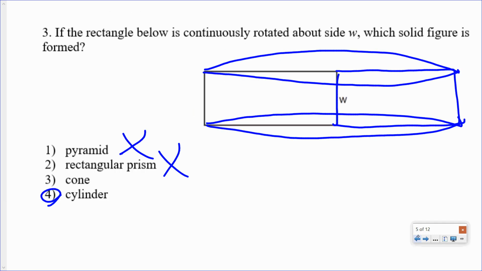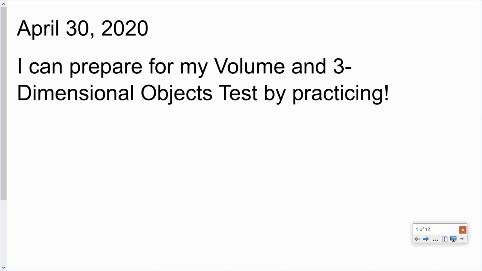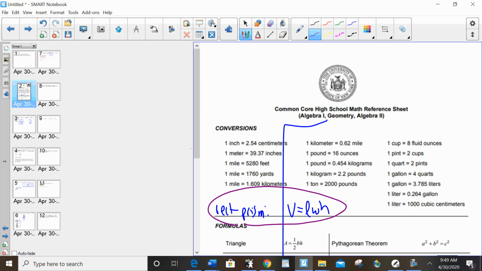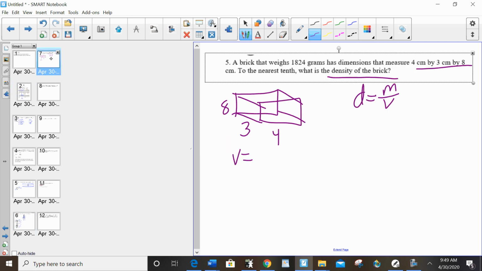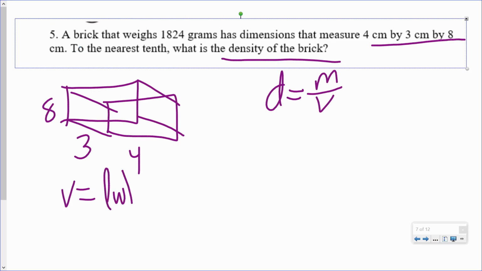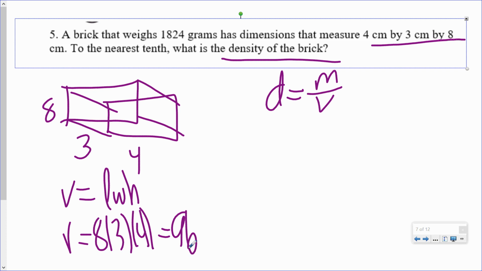The volume of a rectangular prism, I go back to my reference sheet. Since I fixed everything so nicely, I see my rectangular prism right there. V equals length times width times height. So V equals 8 times 3 times 4. You can use a calculator if you need to. 96 cubic centimeters. So your first step is always to find the volume.